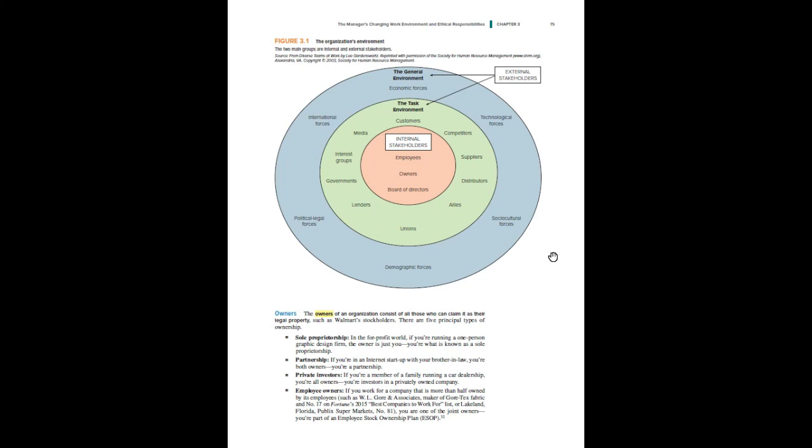Now, what we can learn from this is that the general environment includes 6 forces. Those 6 forces are, first, economic forces, which consist of general economic conditions and trends, including unemployment, inflation, interest rates, and economic growth, and these may affect an organization's performance. Number 2 is the technological forces. We discussed in detail in class that technological forces are new developments in the methods for transforming resources into goods and services.